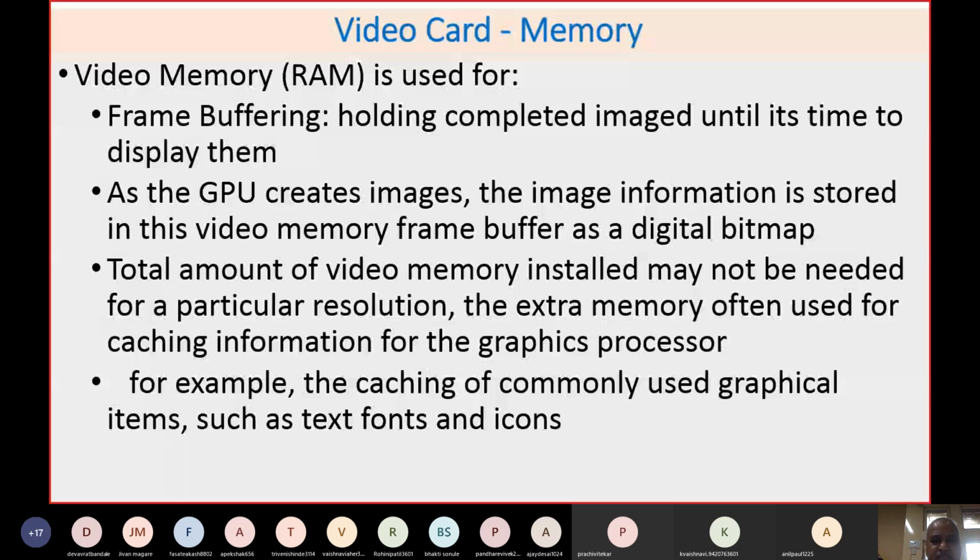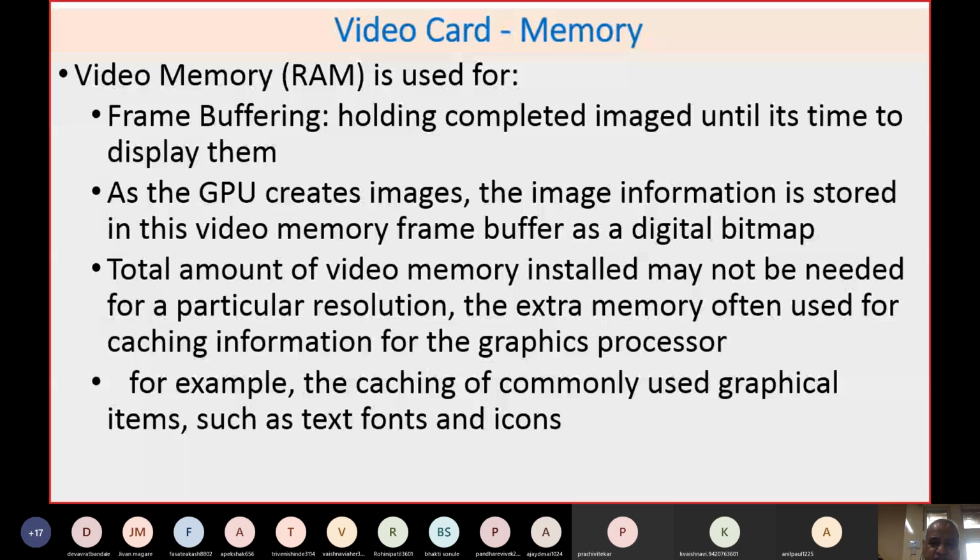Then as the GPU creates the images, the information is stored in this video memory frame buffer as a digital bitmap. So in other words, the frame buffer is nothing but a digital bitmap of an image. Normally you have a digital bitmap image on your hard disk. Whenever you save any image, you save it to the hard disk in the form of digits. Similar information is also there in the buffer. Whenever you create the image on a monitor, the image is actually created inside the buffer or inside a RAM, and then it is converted into RGB, and then it is ready to display.